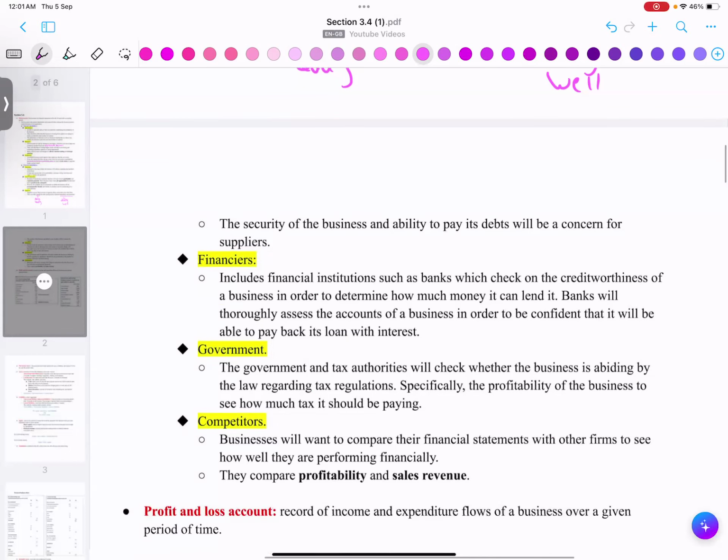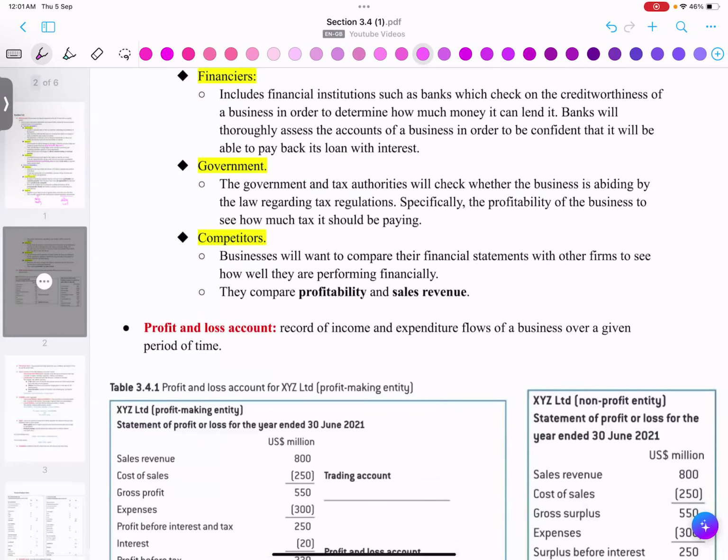Okay. Then you have financiers. So financiers are banks, financial institutions, basically. They check the creditworthiness of a business in order to determine how much money it can lend it. So how much money the business actually has, how much money it's making, to determine whether it's actually able to pay for the loan, or whatever deal they have, because they can get different types of loan, whether it's a long-term loan or short-term loan.